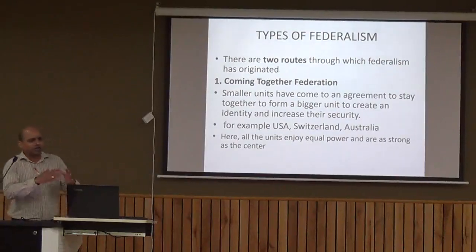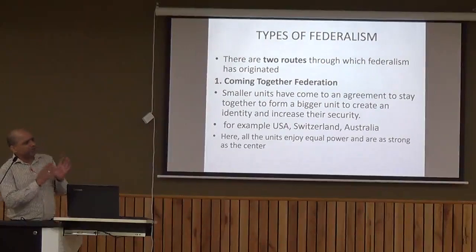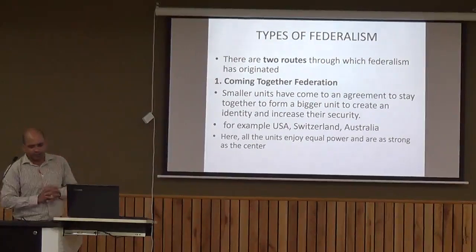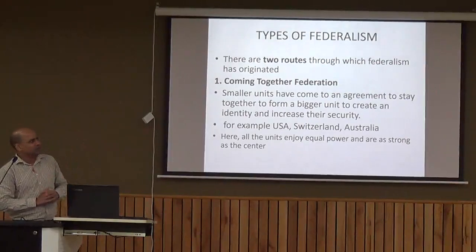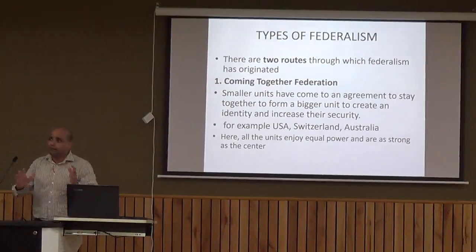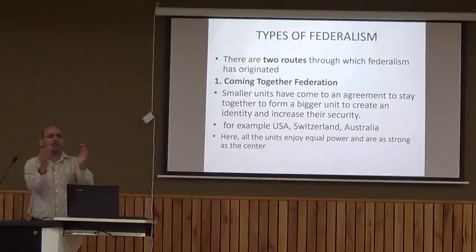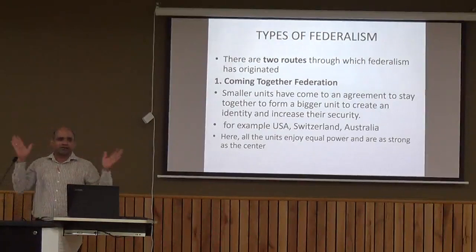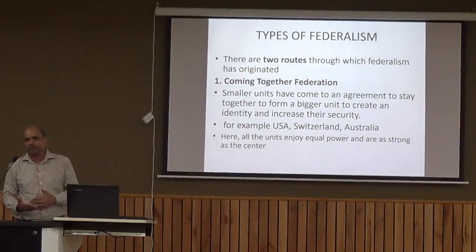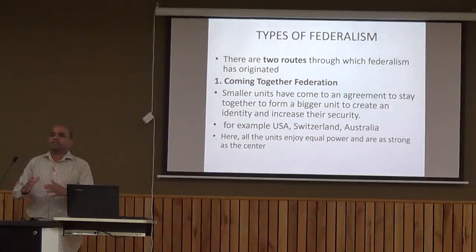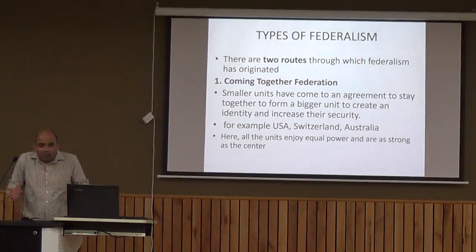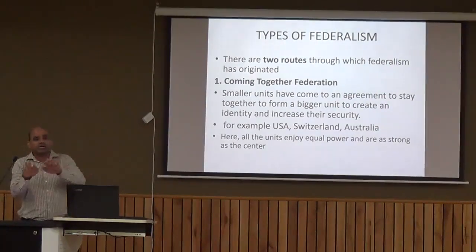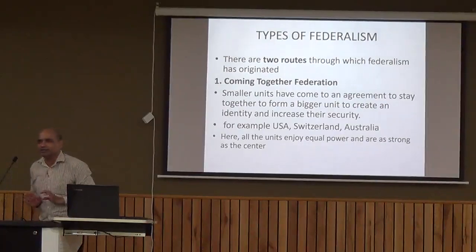See, if you check the roots of federation, a federal country or the federation comes from 2 roots. One is coming together federation. Under coming together federation, what happens is there are small units. Small units come together, they join their hands. They wanted to create a bigger unit for their safety, for their security, and for an international identity as well. That is why this kind of federation is called coming together federation. And under coming together federation, let me underline this, all the units enjoy the same power.